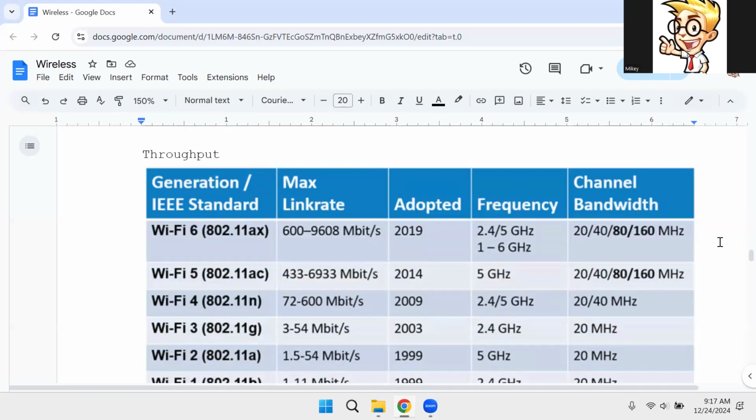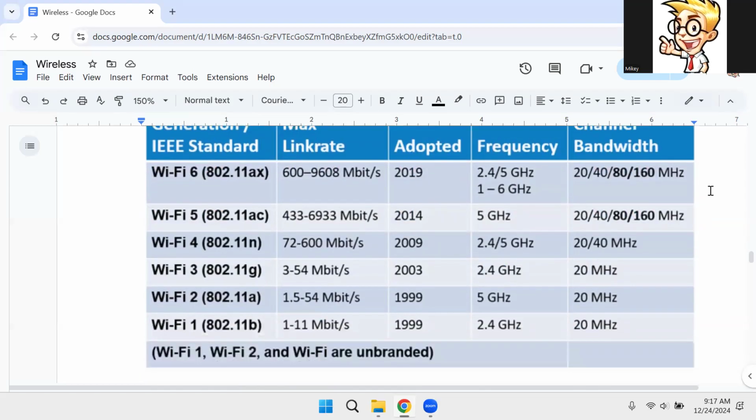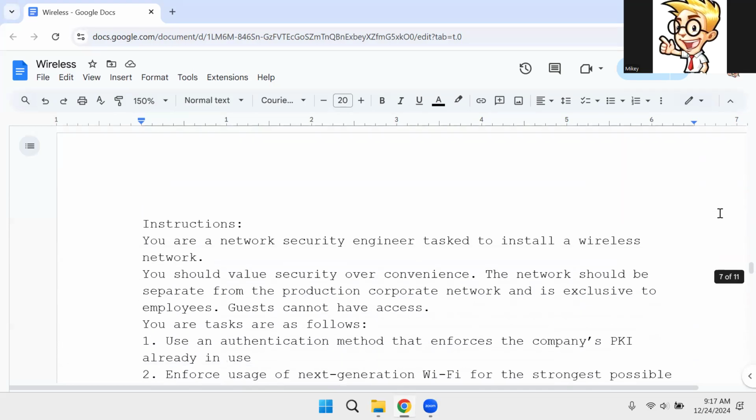Okay, throughputs, channel bandwidth. So knowing how far it extends and how much it can throughput in the network, or how fast it is. So Wi-Fi 6 is stronger and then different throughputs for different standards.